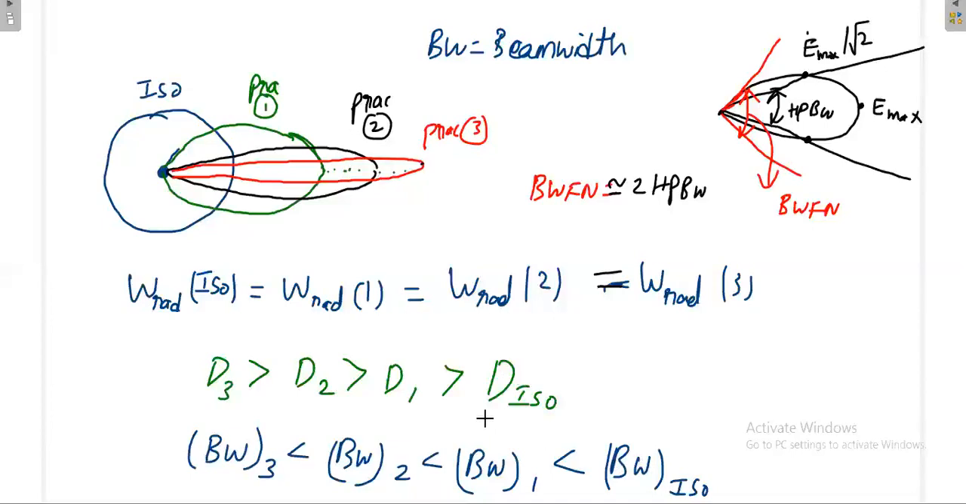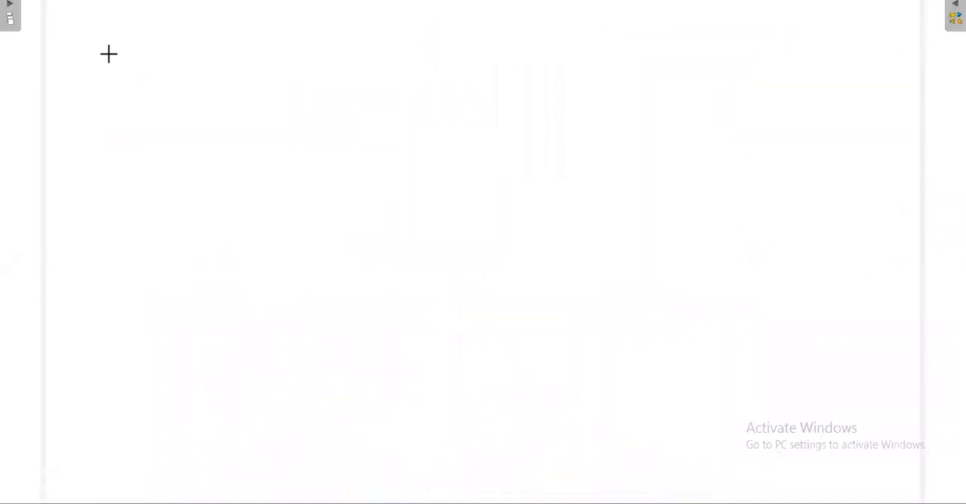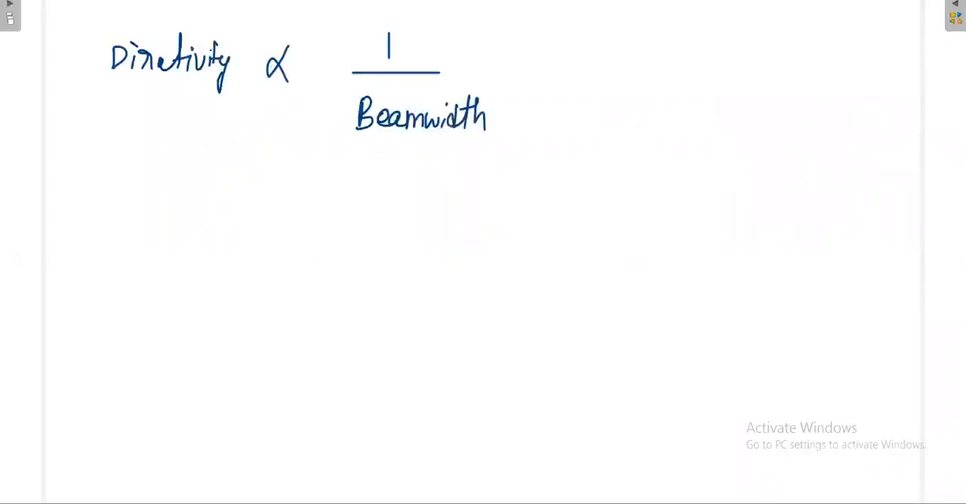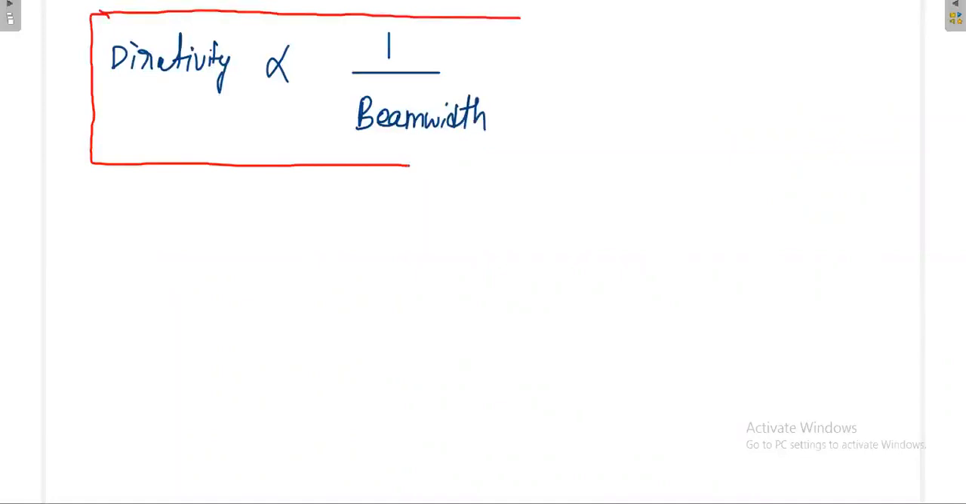So that means the directivity and beam width are always inversely proportional to each other. The directivity and beam width relationship is very, very important. What it is telling is, if your electromagnetic signal has to go a longer distance, then the area of coverage of your antenna has to be less.